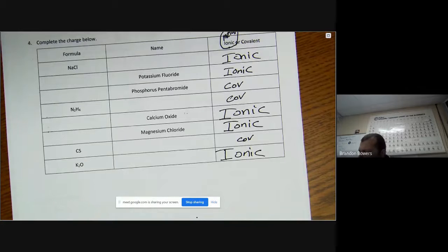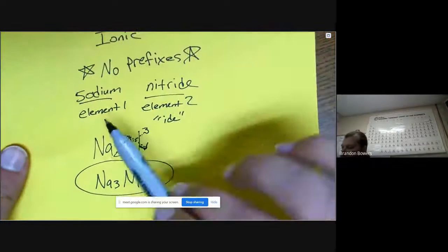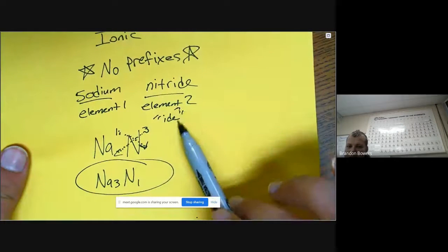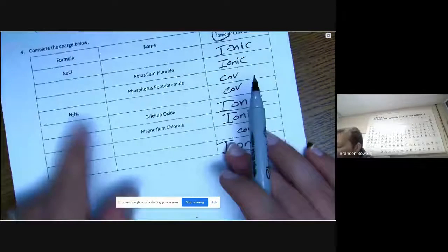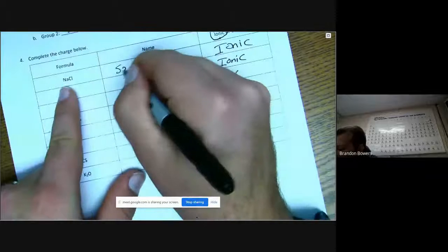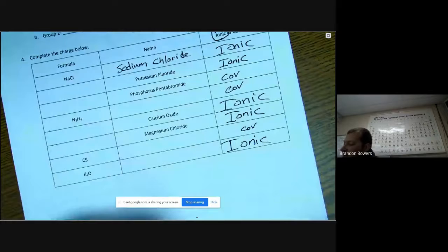So when naming ionic, this is going to go back to the notes we took at the start of class. When naming ionic, all we have to focus on is there's no prefixes. There's just element 1, element 2, ending in ide. So this ionic: element 1 is just sodium. Element 2 is chlorine. However, instead of chlorine, it's going to turn into chloride. So that's how you do ionic.